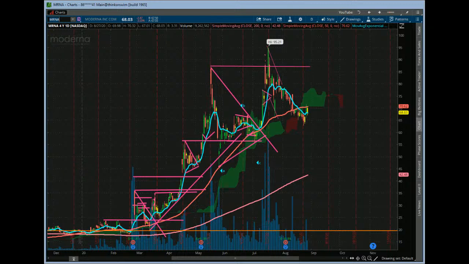mRNA. Again, these names, biotechs have been really challenging here, right, with the whole Corona thing. But it's kind of working on some stuff right here, inside day below the cloud. So if it breaks down below there, might want to test a couple of those levels below.